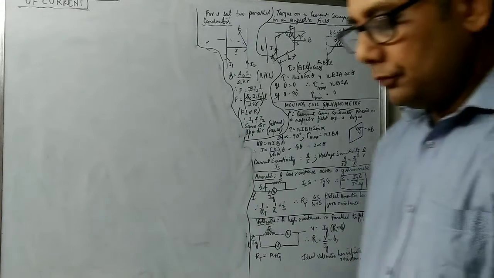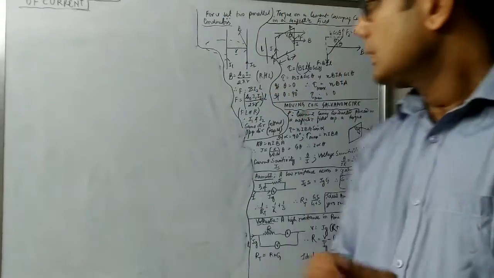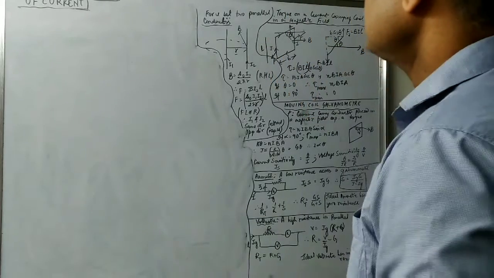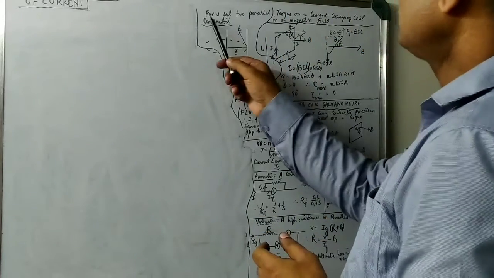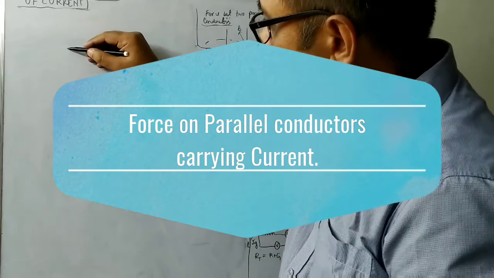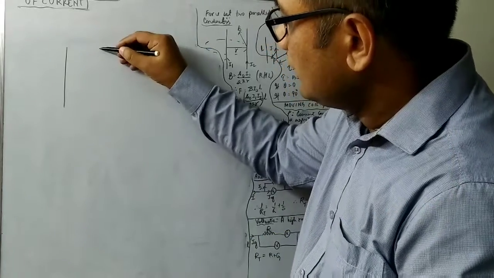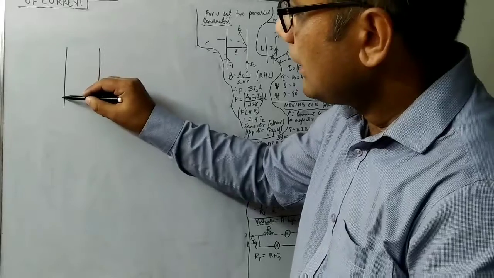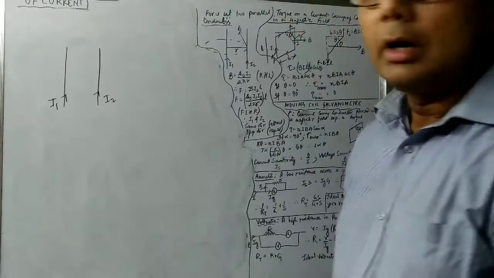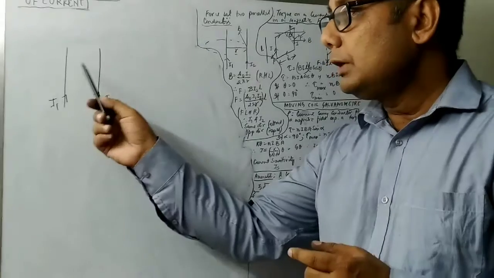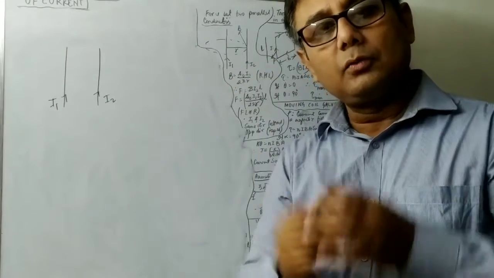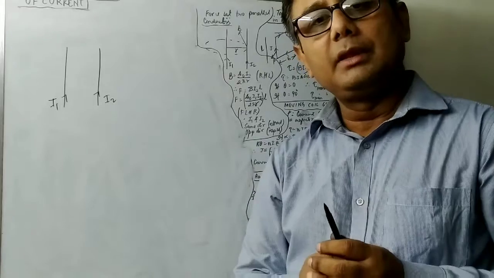Okay, let us move to the next section. Next, we are considering force between two parallel conductors. So watch here. This is the conductor and this is the conductor. They are carrying currents I1 and I2. I want to find out what will be the force between them. If these are the two conductors, what is the force acting between them?